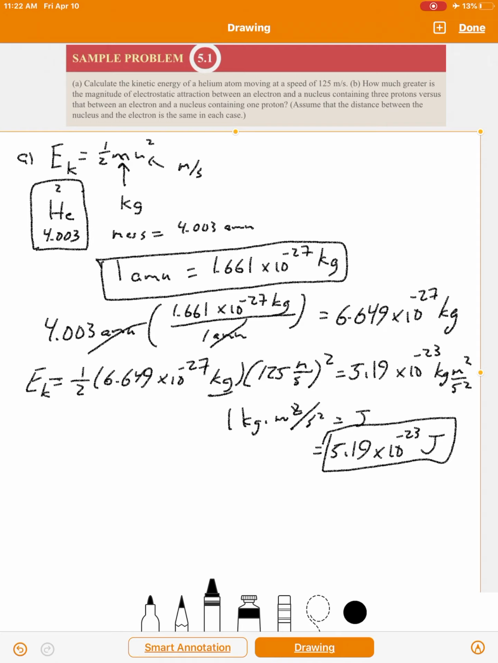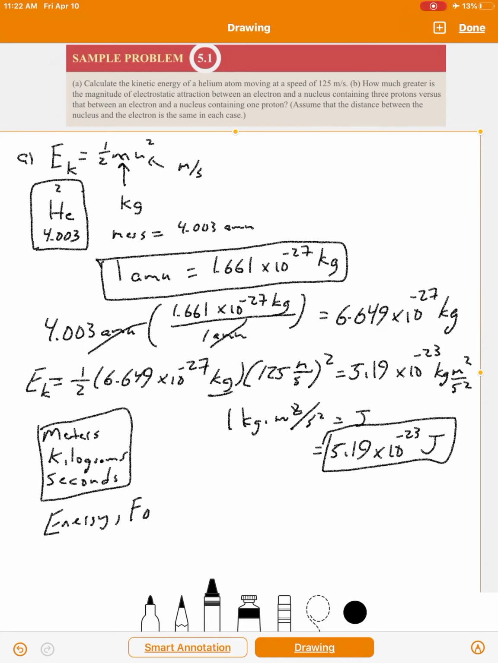Just to remind you, as we get into these chapters 5 and 10, there's something called the MKS system, which stands for meters, kilograms, and seconds. And this is very common when we're talking about energy or force. We often want to use the MKS system. So the joule is, because it is a derived unit from kilograms, meters, and seconds, an SI unit, but it is also an MKS unit.